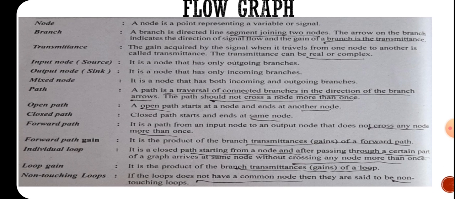Loop gain is the product of the branch transmittances of a loop. Non-touching loops: if the loops do not have a common node, then they are said to be non-touching loops. These are the main definitions of various terms used in the signal flow graph representation, and you should know the definition of each term.